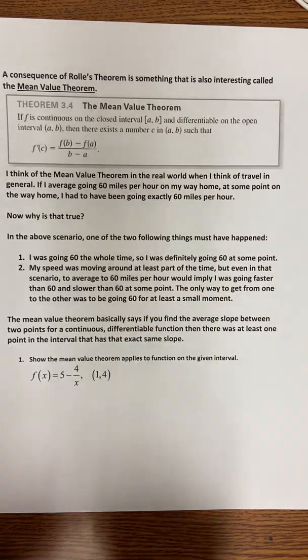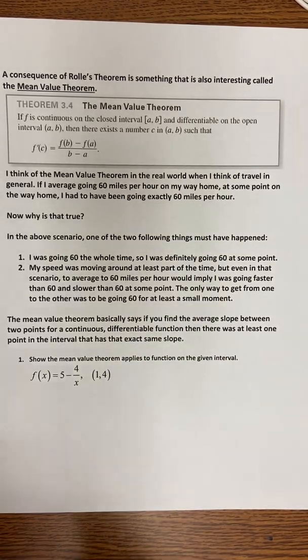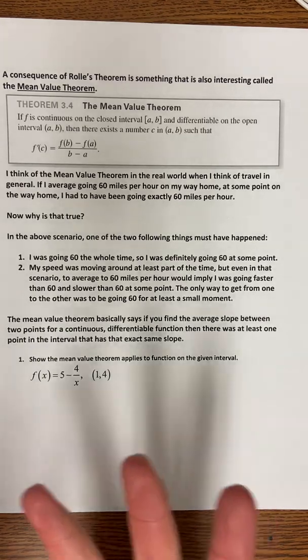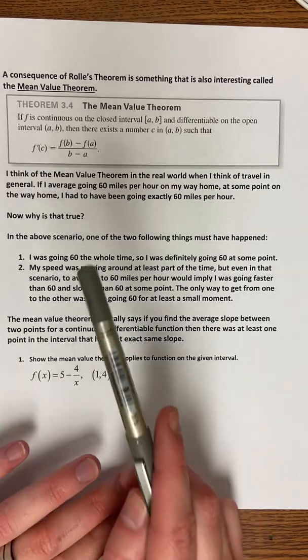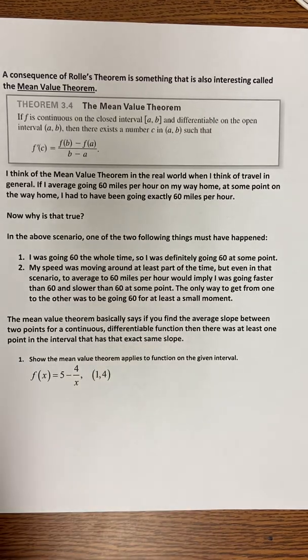Okay, let's keep going. So we talked about at the end of the last video how the mean value theorem works. So let's see how this applies to a problem. When we look at this equation, it says that the derivative at some value between a and b is equal to the average slope between a and b.